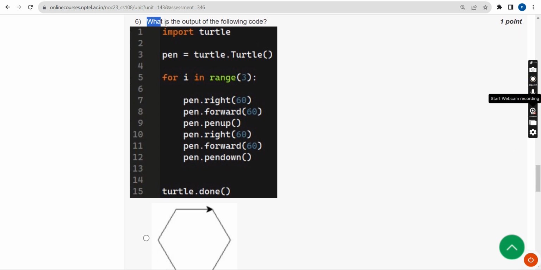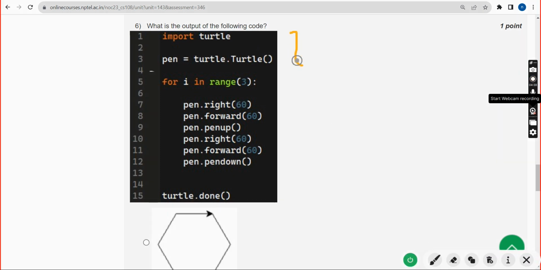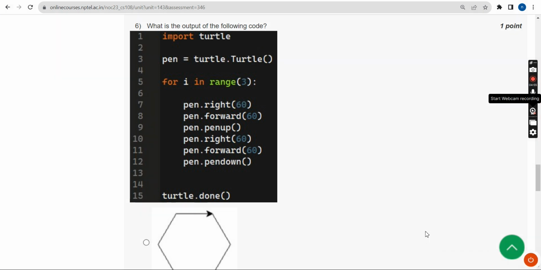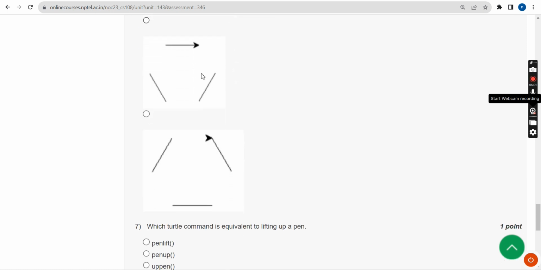So sixth one, what is the output of the following code? Here in this question they have already given the code, and they are asking what will be the image that it will draw. So I have done this in my compiler. When I did this, I got the correct answer as the fourth option. This is the output that I have got. Fourth option is the probable solution. Now let's move on to the seventh question.